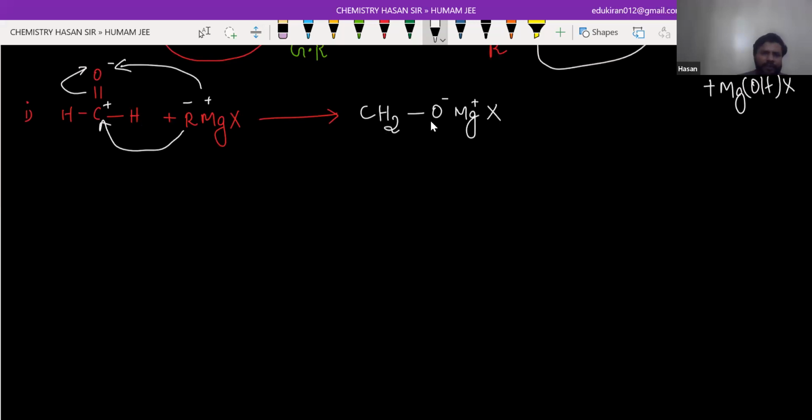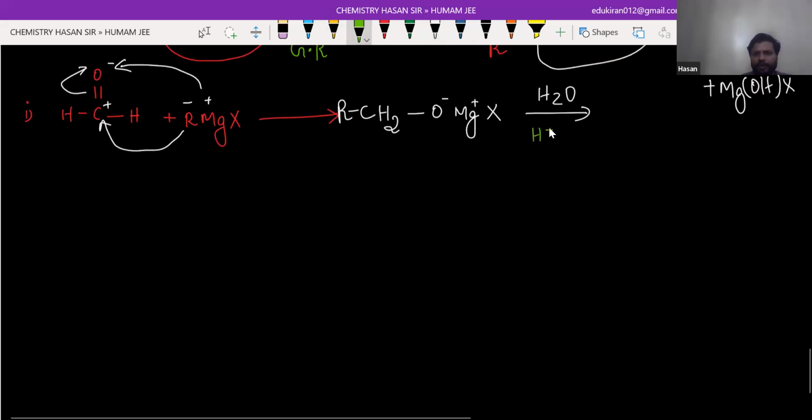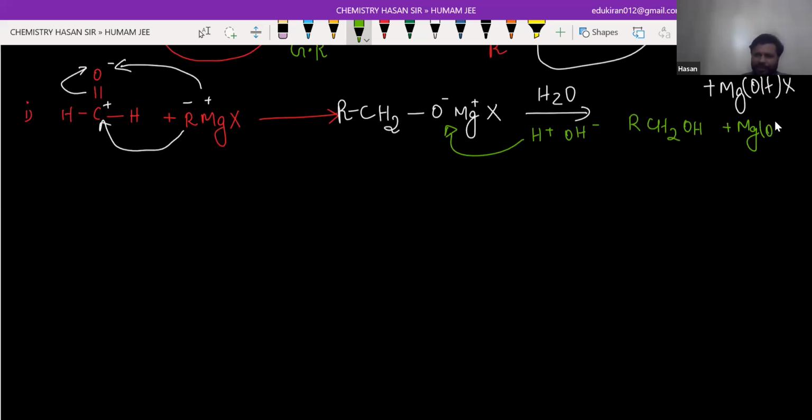And you can see with C, R is going, so I'm going to write R here. RCH2, O negative Mg plus X. After this, if I do the hydrolysis, H2O, you know that we will have H plus and OH minus. H plus will be going here and OH minus with this. So you will be getting RCH2OH with a byproduct MgOHX. This will be constant in every reaction of this type. And you can see you are getting primary alcohol.